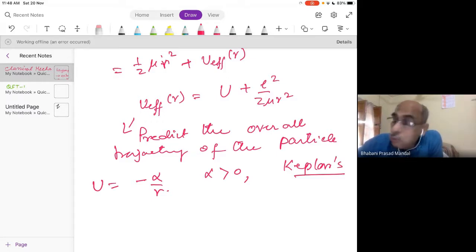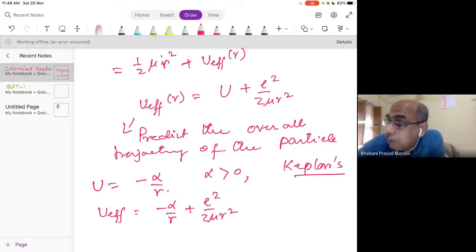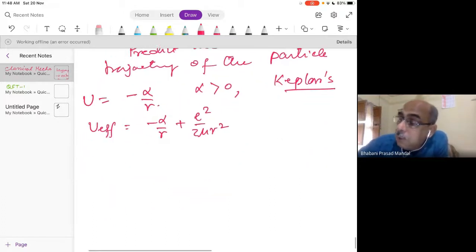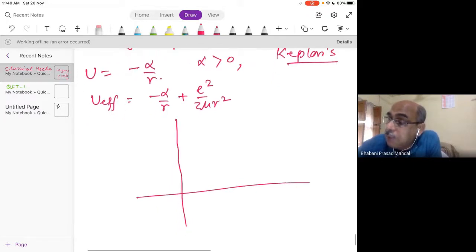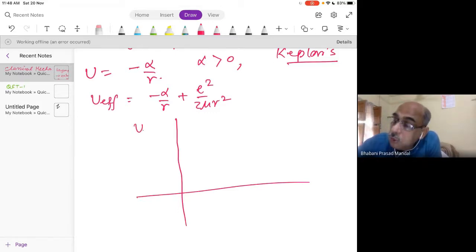Okay, so your U effective then will be minus alpha by r plus L square by 2 mu r square. So what will be the first thing? You have to look at the graph, how this will look. Tentatively, you have some idea. Suppose I want to draw the graph of U effective versus R.